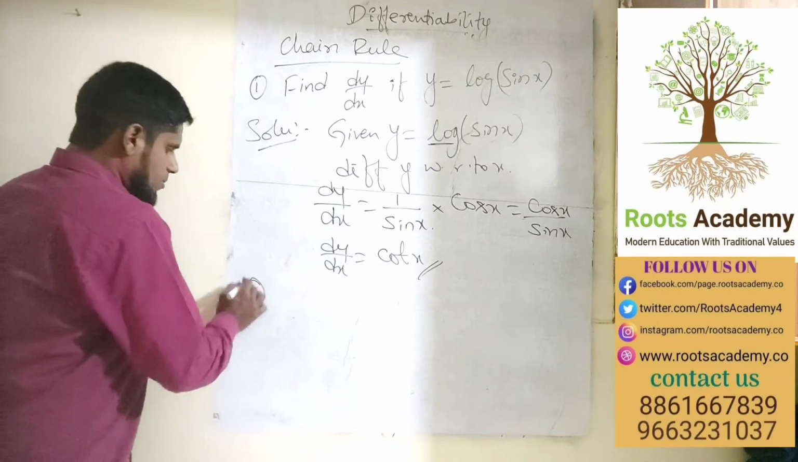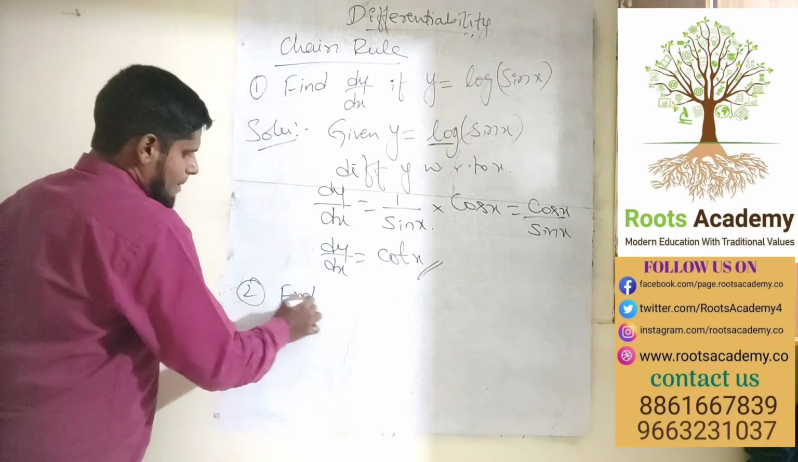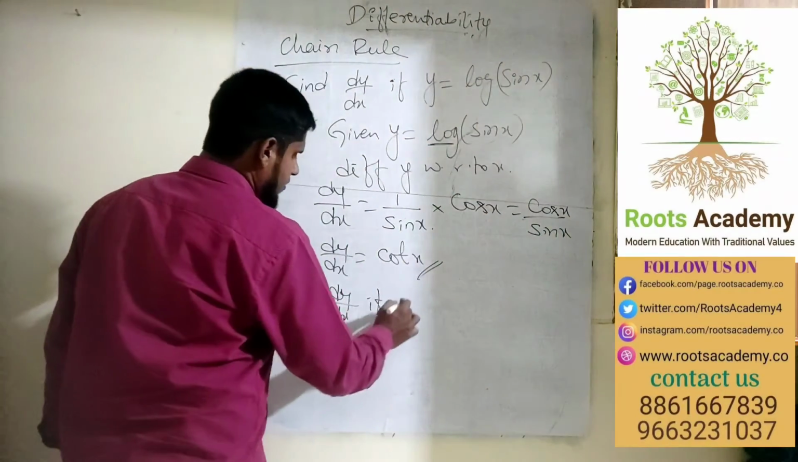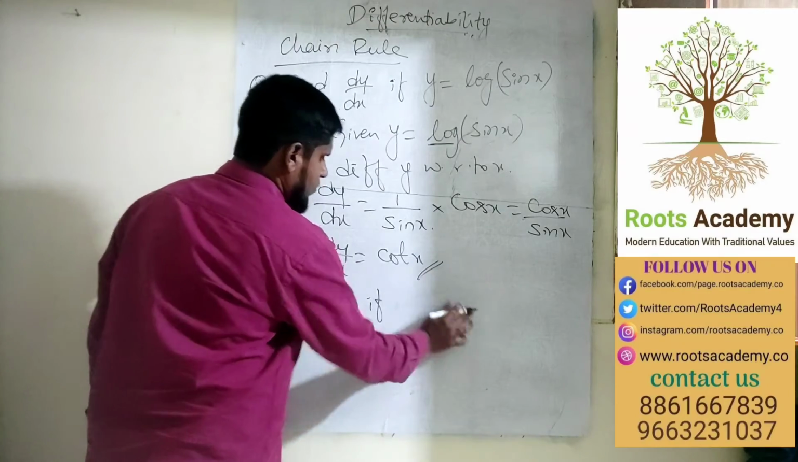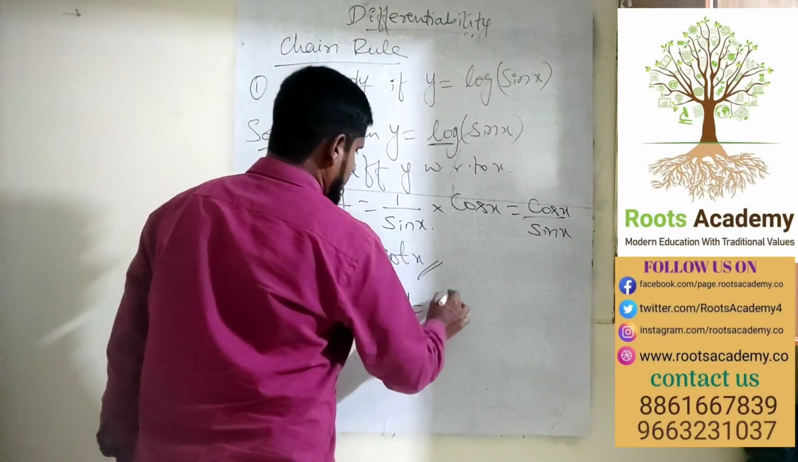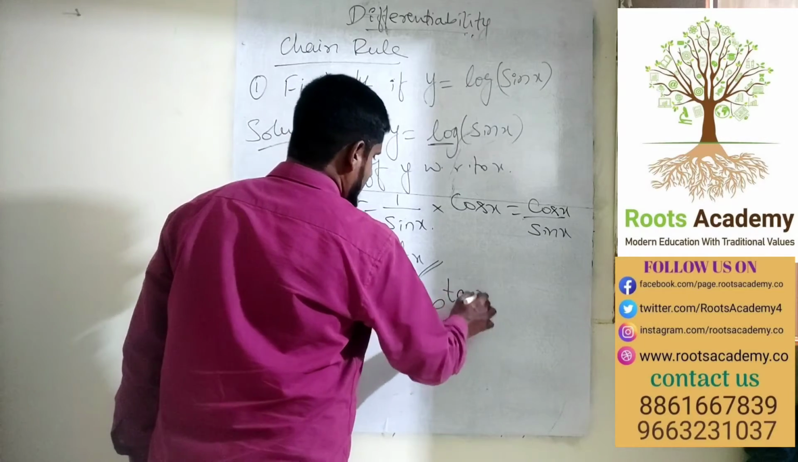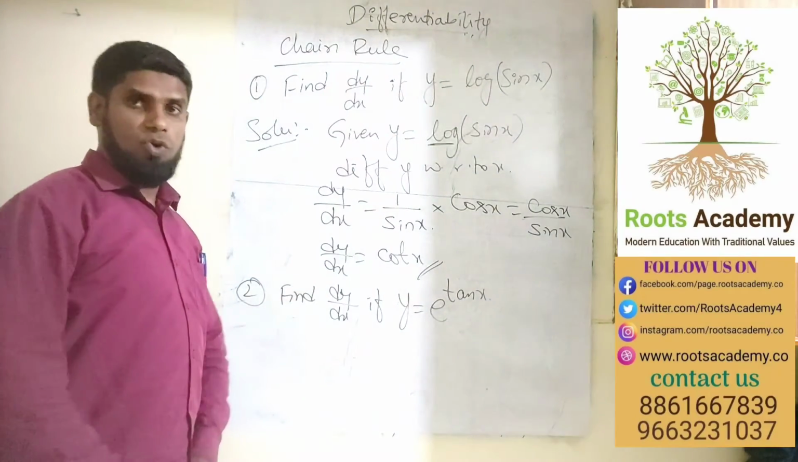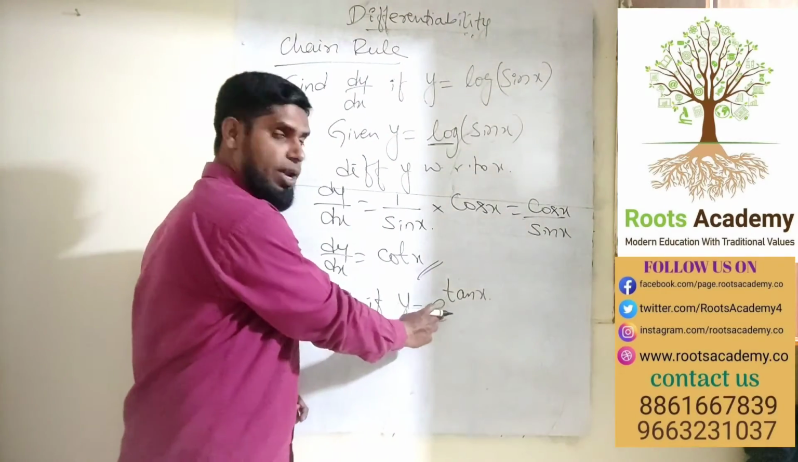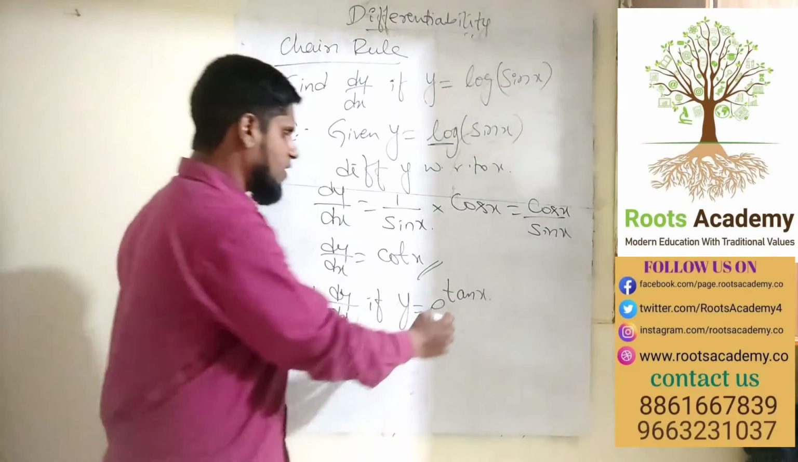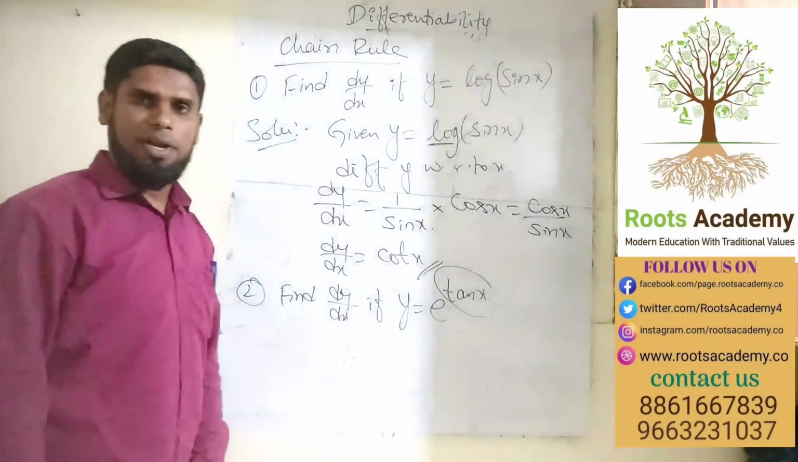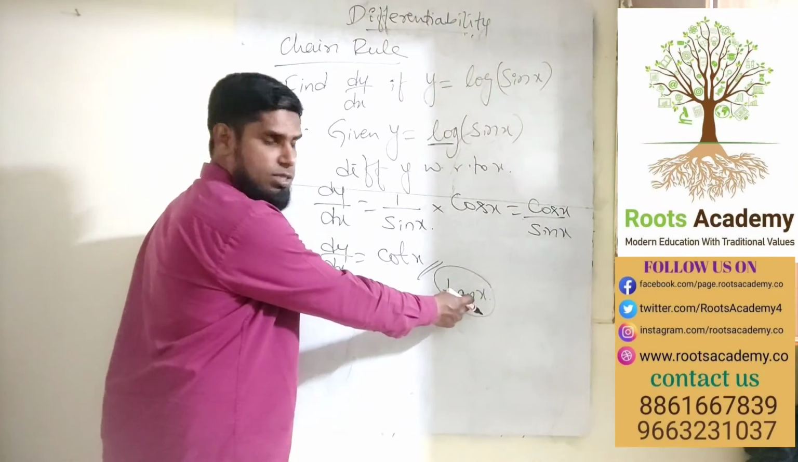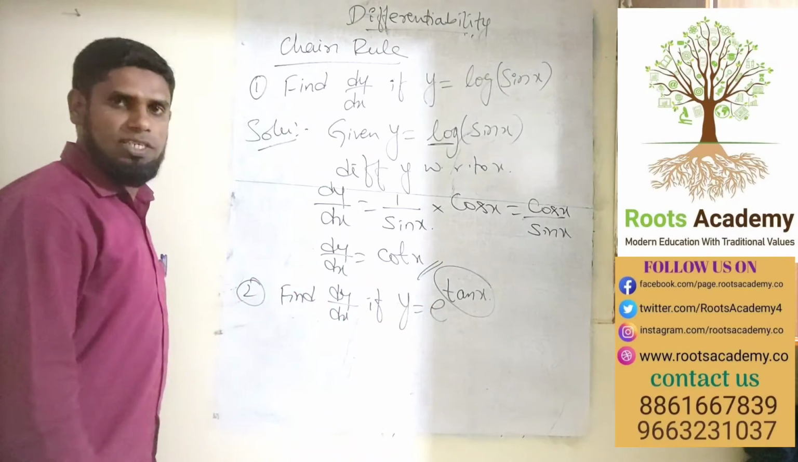Let us go to the next problem. Find dy by dx if y is equal to e power tan x. Student, here also again there are two functions. First function is an exponential function. Second function is tan x, trigonometric function. So this function is the smaller compared to exponential. Exponential is the bigger here.